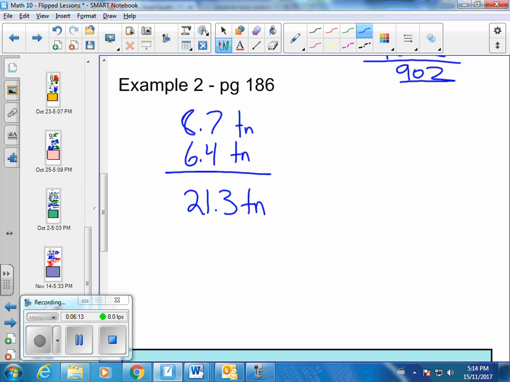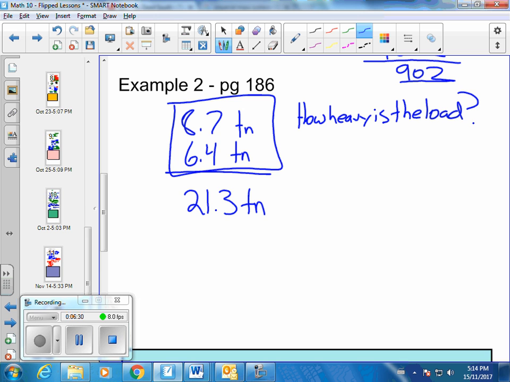So what they want to know is how heavy is the load. So there's a couple things going on here. The first one is separating the weight of the truck from the total weight in order to figure out how much the actual load is.